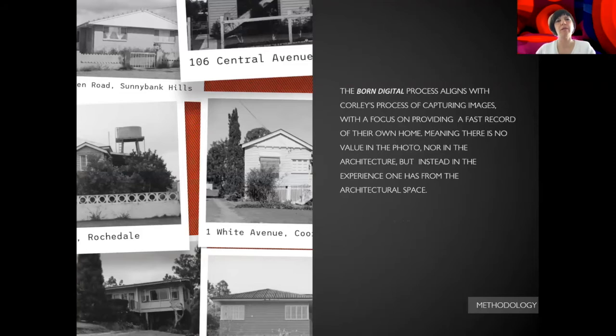So Corley was a very interesting guy who would drive a pink Cadillac through the streets of Brisbane and take photographs of different homes. If you want to see the images, the Corley collection is still available online. You can just search for Corley Homes State Library Queensland and it will pop up this virtual space with different homes.